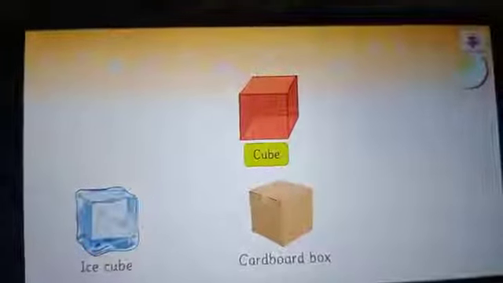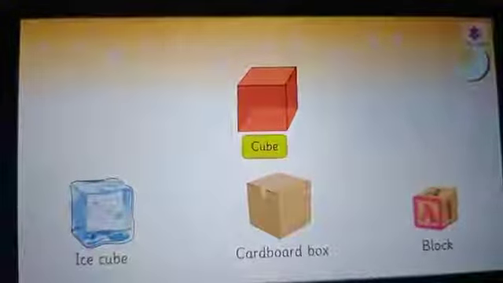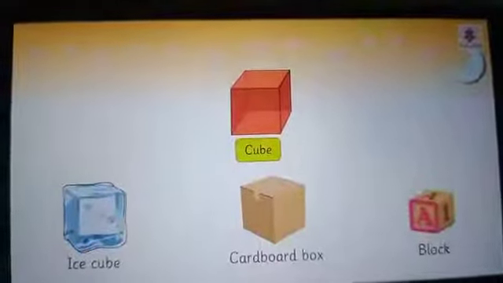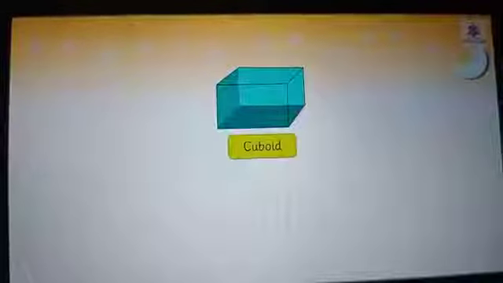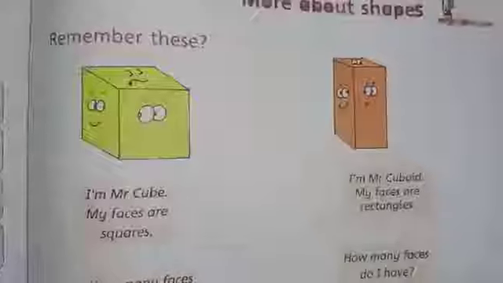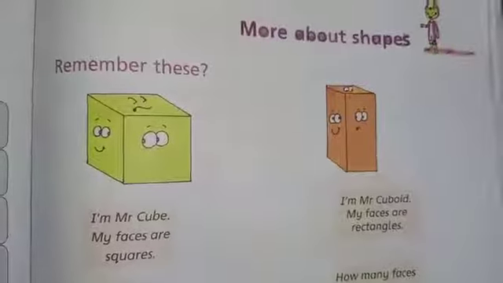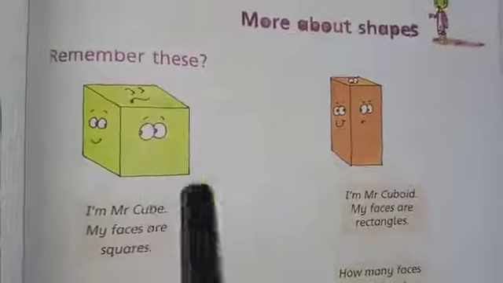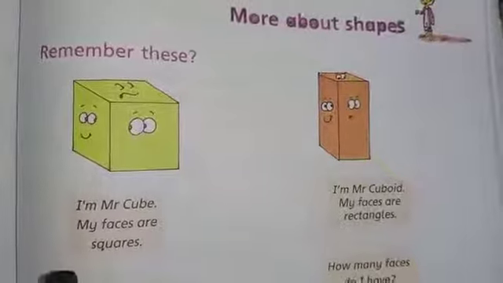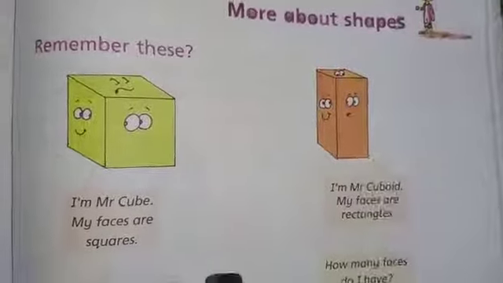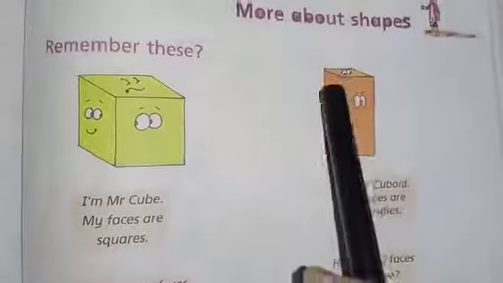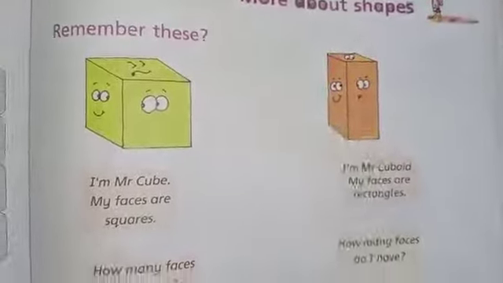Now look at the examples of cube. It's ice cube, card box and a block. These all are examples of cube. Now look at these shapes. It is a cube. Its faces are squares and it is a cuboid. Its faces are rectangles. Look at its faces. It's a rectangle.